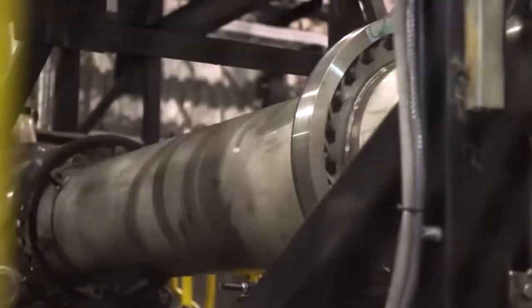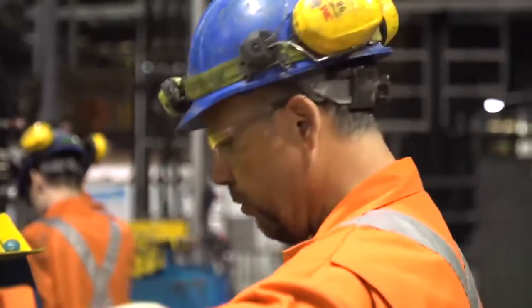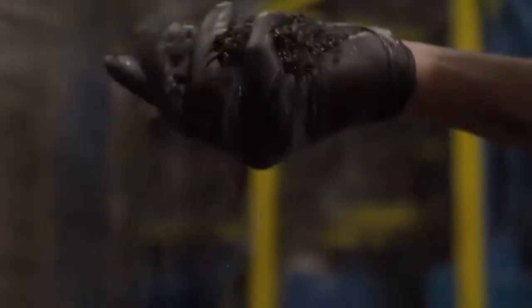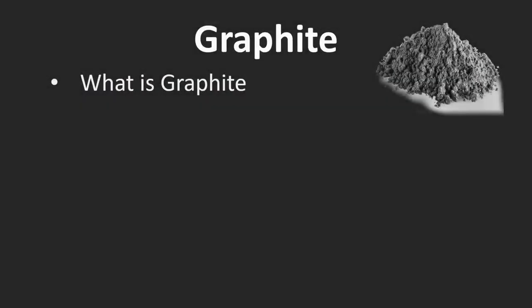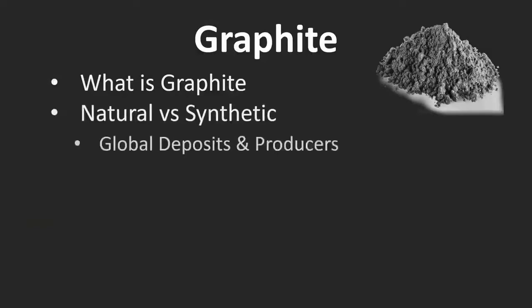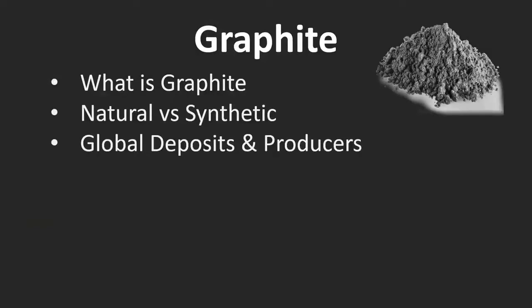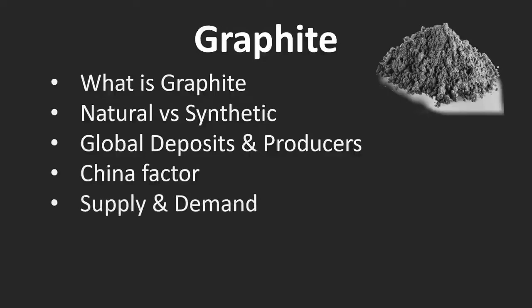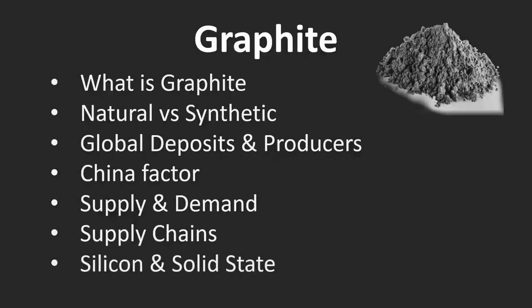Hey, Ivan from the EV Stock Channel here, and in this episode of the battery raw material supply chain, we're going to be covering all things graphite. Starting off with the basics, what graphite is, the difference between natural and synthetic, where are the major deposits, who are the major producers, and how much of the market is controlled by China. We're also going to be looking at what supply and demand looks like, how supply chains can be localized, and will silicon and solid state replace graphite? A lot to cover, so let's get started.